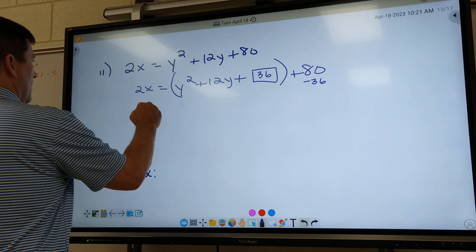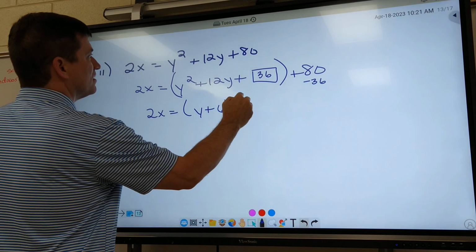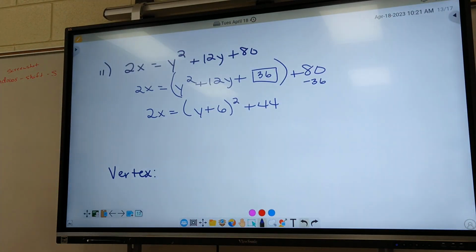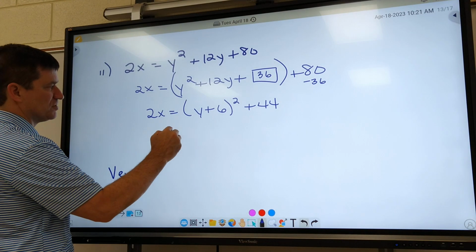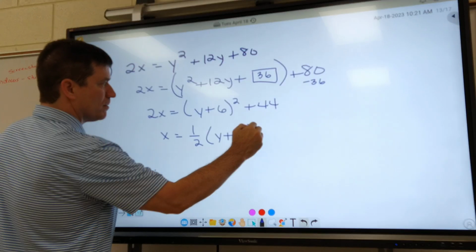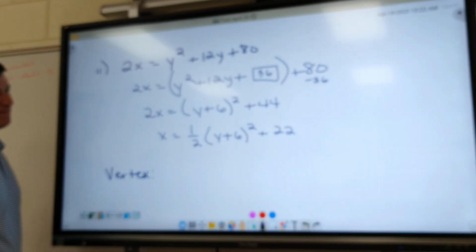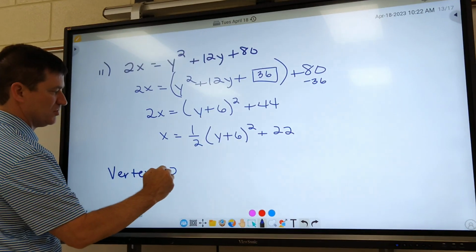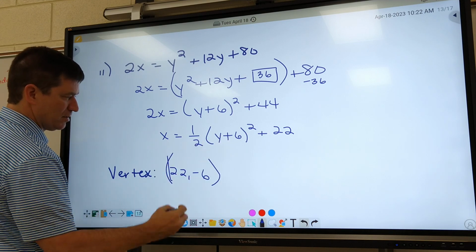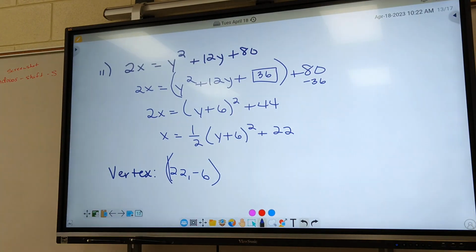All right, so I got 2x. That's going to be y plus 6. 44. What do I divide by on number 11? Last step. 2. Divide by 2. So that'll give me 1/2. 44 divided by 2 is 22. So what's our vertex? Positive 22. And I flip the sign on this one, negative on the 6. All right, y'all can do number 12. You don't divide it, so it's equal.